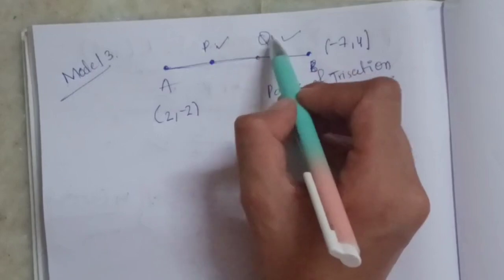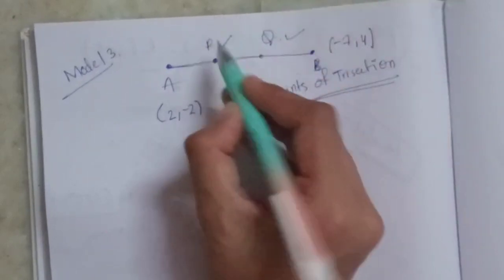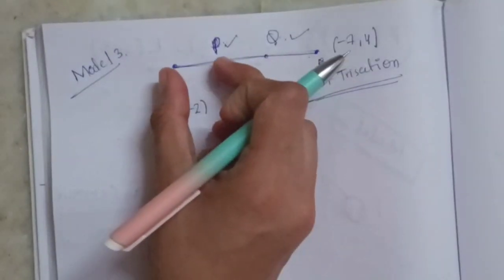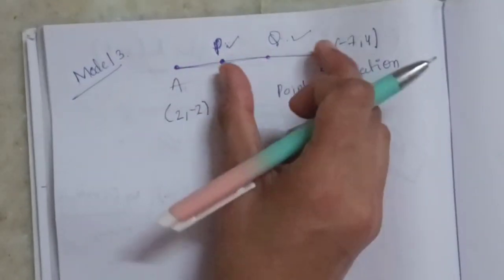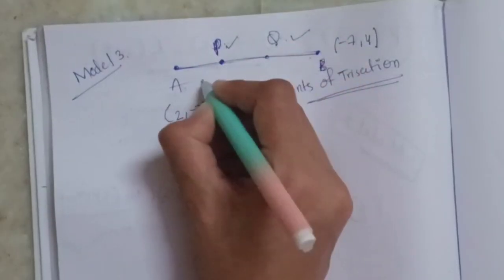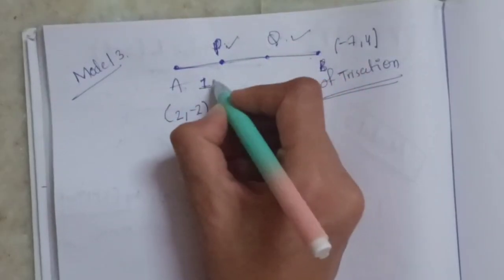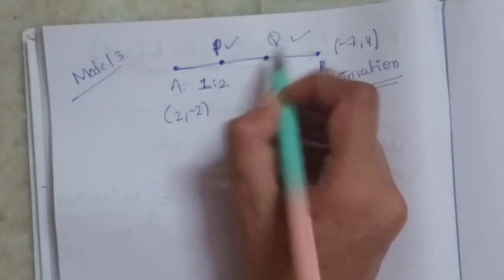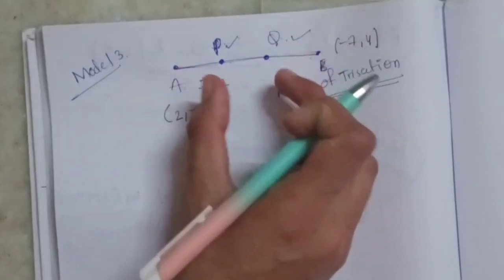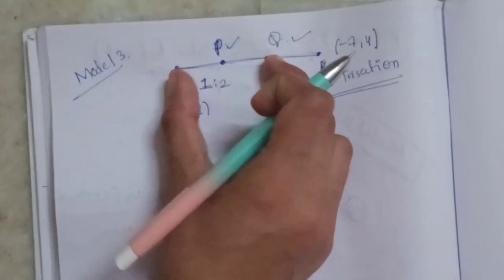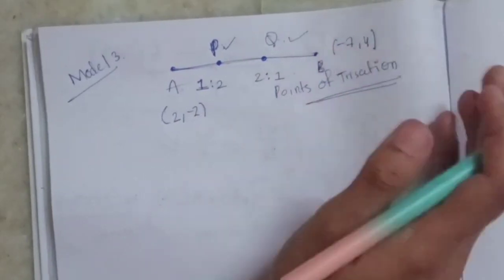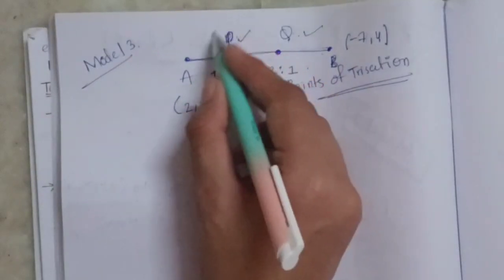Right. Now we need to find out this P and Q. Before that, this P divides the whole line segment into 1 is to 2 parts. Like that, in the same way, Q divides the whole line segment into 2 is to 1 part. The problem is solved.